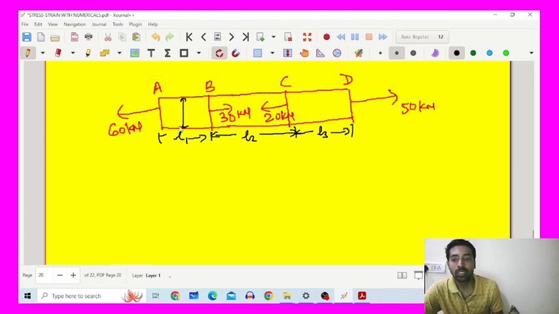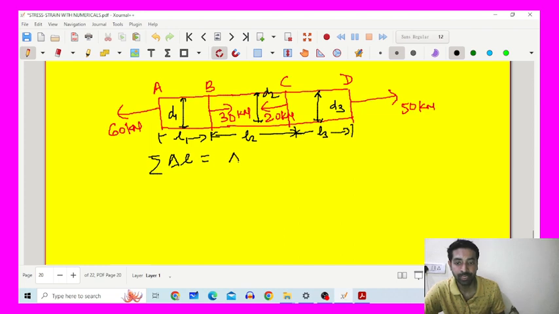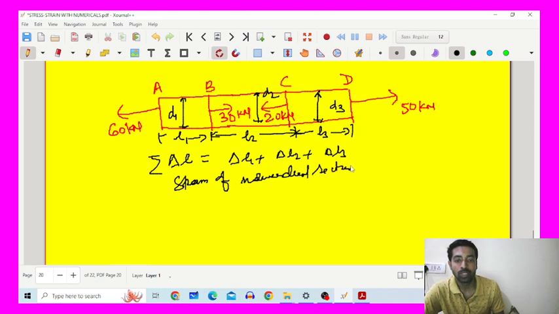Similarly, let's suppose their diameters are D1, D2. In such type of problem, either you have to calculate the total change in length of a bar, delta L, or you have to calculate the strain of individual sections.